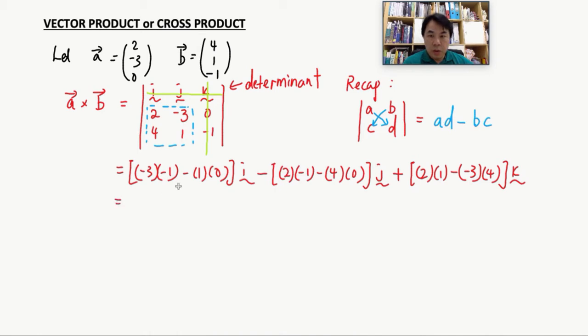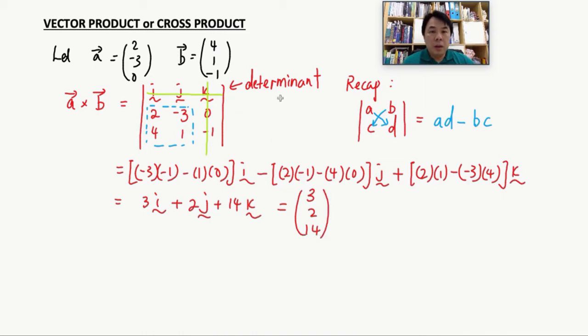To simplify all this, we have 3i. Then for this one here, we have negative 2 becoming positive, and lastly we have 2 plus 12, which is 14k. You can either write it down in Cartesian form, or in a more modern notation, which is (3, 2, 14).